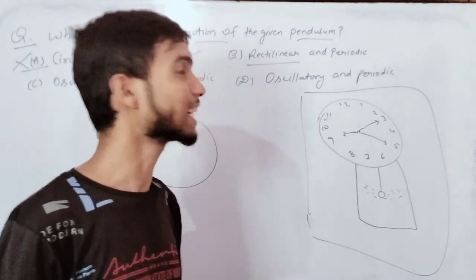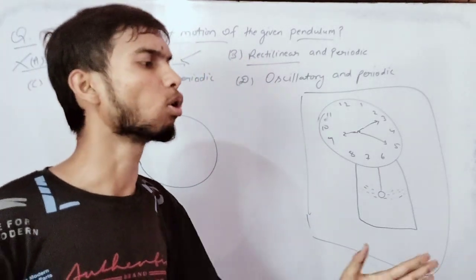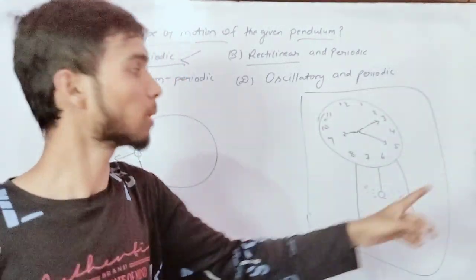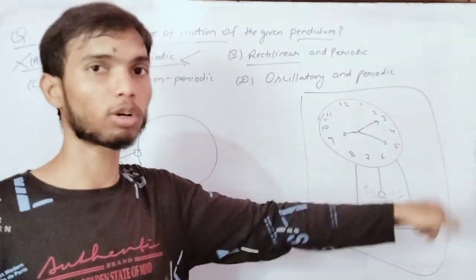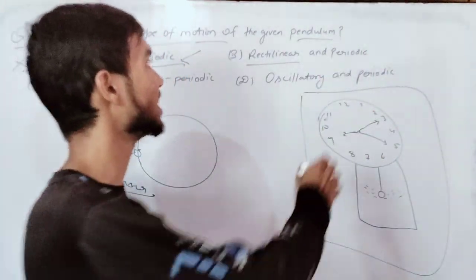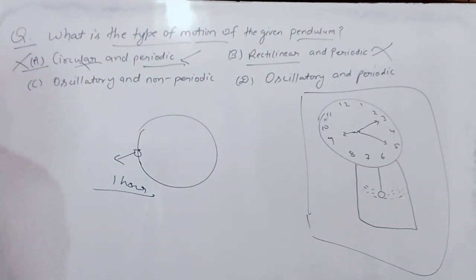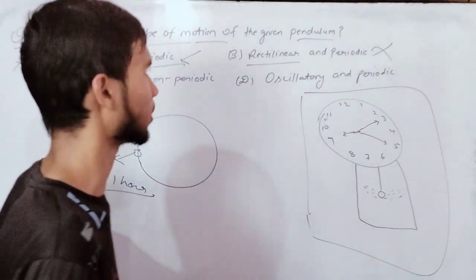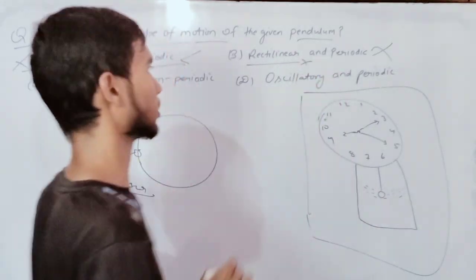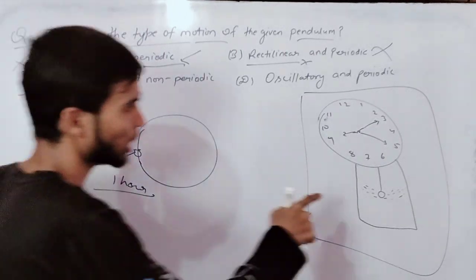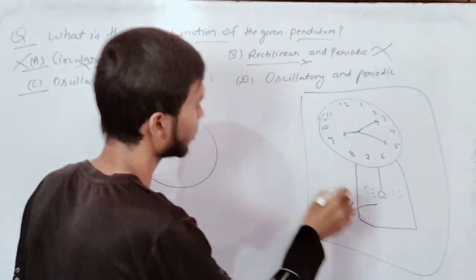Now the next option is saying rectilinear motion. A moving object moves in a straight line, but you can see it is not moving in a straight line. That's why this option is not the answer to this question. Periodic, we can say periodic, but the word rectilinear is coming. Now option C is saying oscillatory and non-periodic. No, it is also periodic, as I told you.